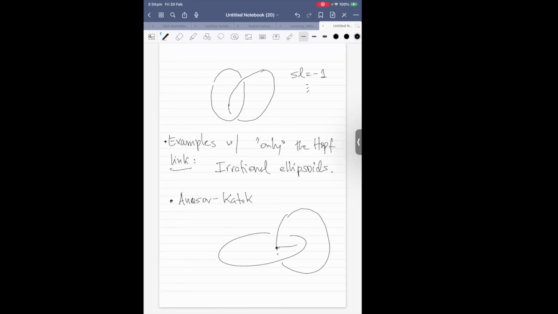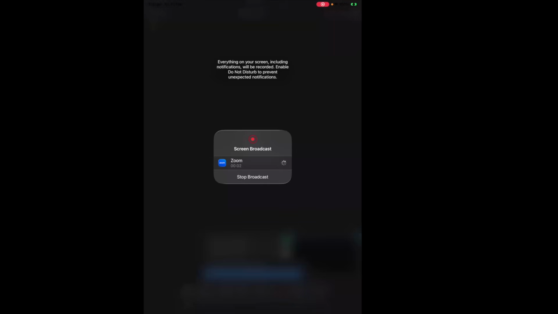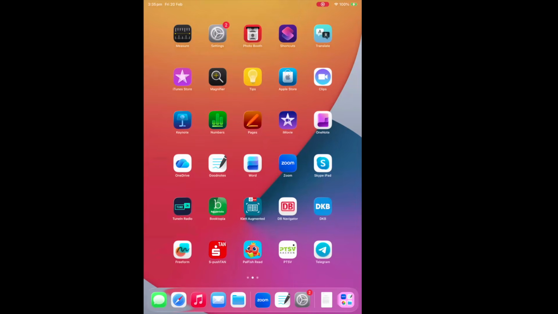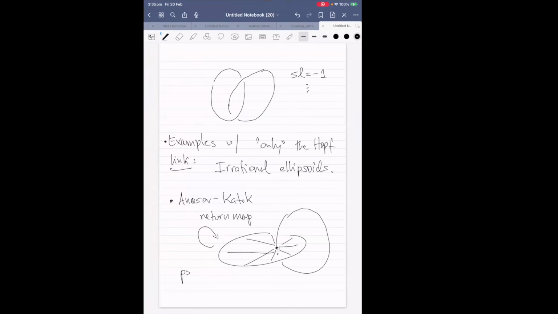Both orbits, they span disk-like global surface sections. I'm going to draw one of them. And the return map is epsilon. Oh, sorry. The return map is a pseudo rotation.